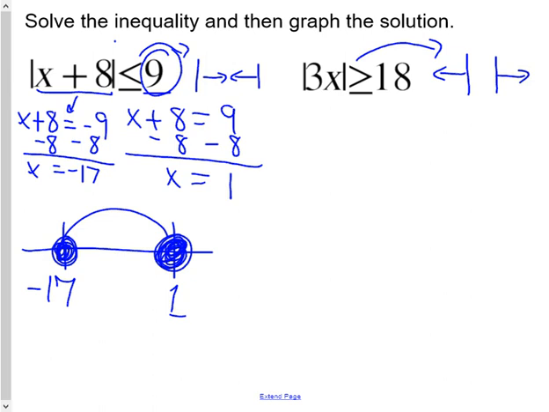And that is how you graph. Okay. As simple as that. Remember the pattern, greater than pointing away, less than pointing towards, find the 2 points.